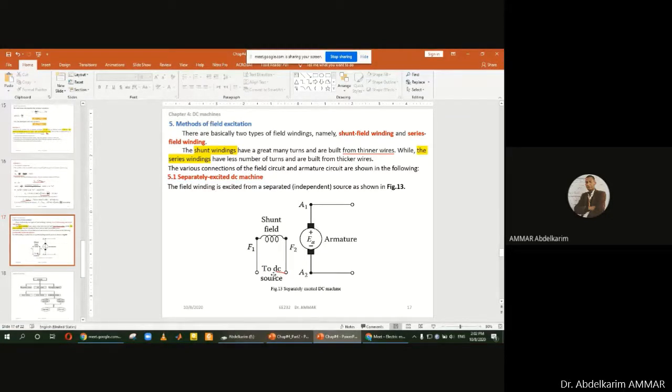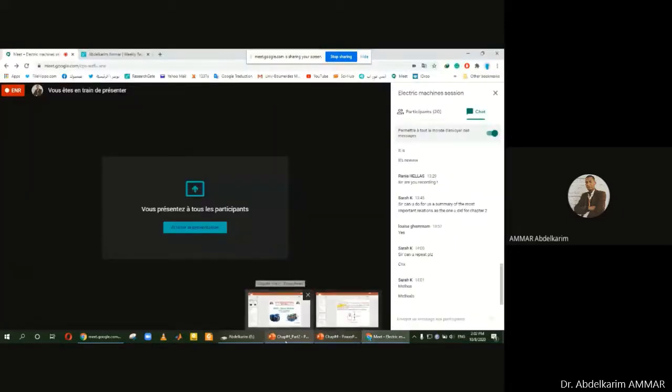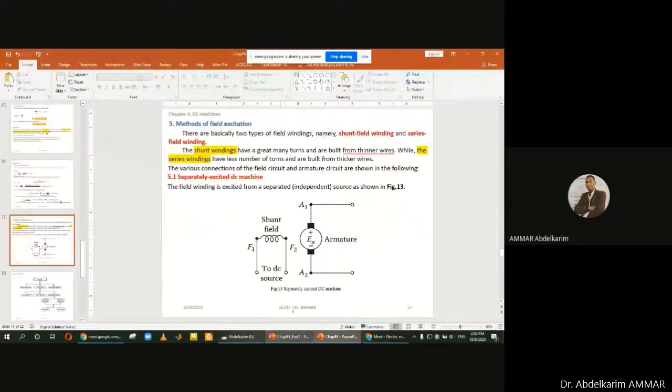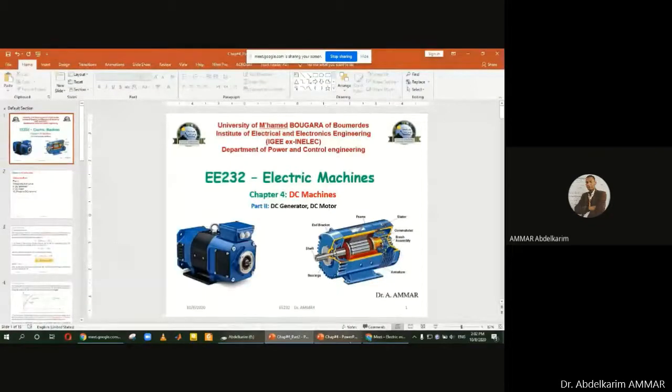I haven't started on the methods yet. So we are talking about the connection of those parts. If we feed them separately, each one with a different source, we call this separately excited. So let's see the different classification of a DC machine.